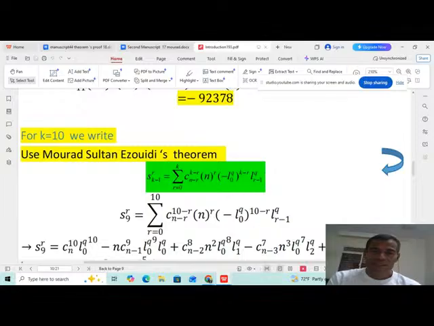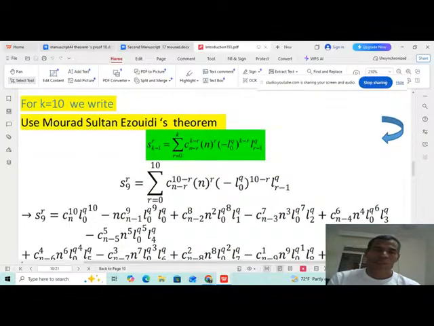Okay, let's continue. Here we have to find the 10th coefficient. We use the Morat-Tanzil theorem, the green one here, and you will develop this and expand it and try to write it in its simplest form. When you write this in its simplest form, S9 is the general formula to find the 10th new coefficient of the new 90 degree equation relative to the original that you started with before.